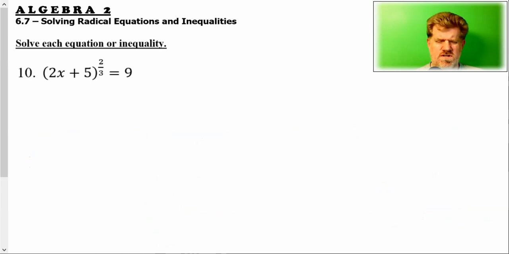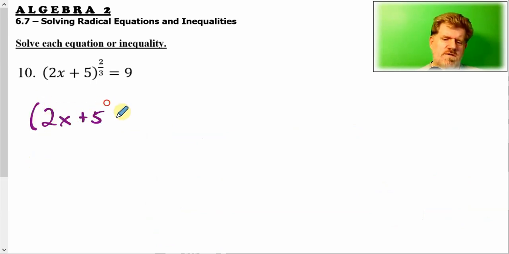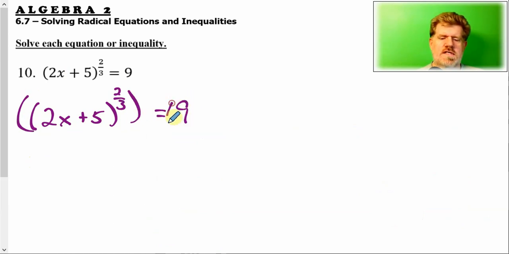Oh, a 2/3. Well, I'm going to give myself a little room here. But it's no different. What power do I raise it to eliminate a 2/3? What's its reciprocal? Do that to both sides.